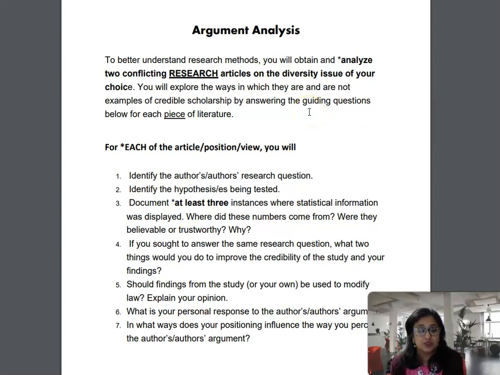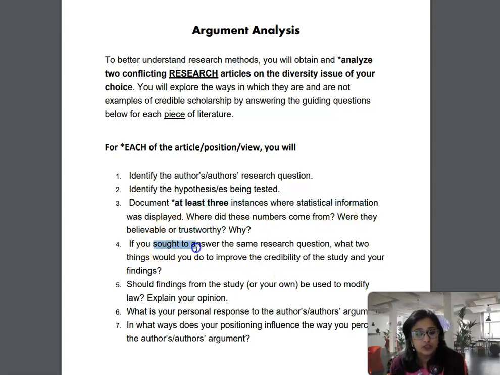Very first thing is both your articles have to be peer reviewed. They have to be scholarly articles. They cannot be news reports. They cannot be any of those things. So if they are news reports, you will lose all of those points. So for each of these articles, you will identify the author or authors' research question, hypothesis, 3 instances of statistical information, and are they trustworthy?